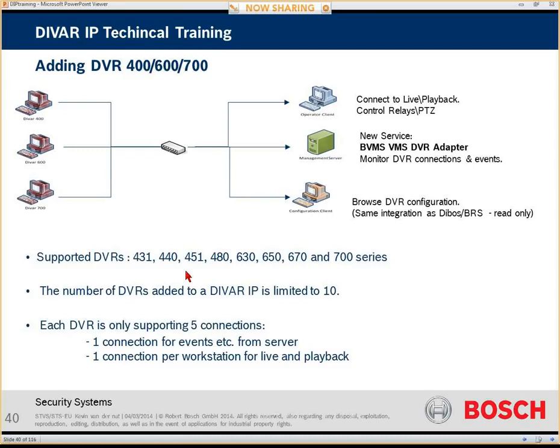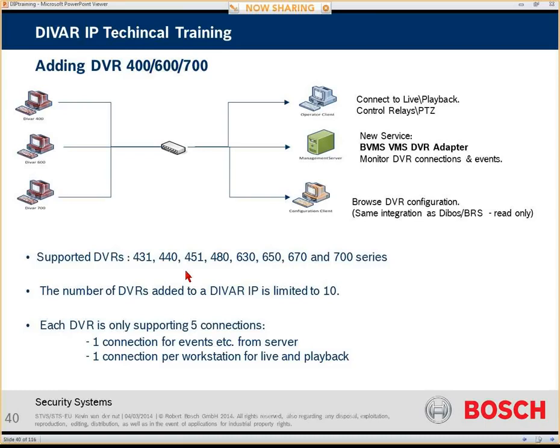The one thing we need to keep in mind is that the number of DVRs that we can add into the configuration of a Divar IP is limited to 10. And each DVR has the support for 5 connections. Now effectively, what does this mean? It means that I will always have one connection active from my Divar IP to the DVR for the retrieving of events and the management towards the device.